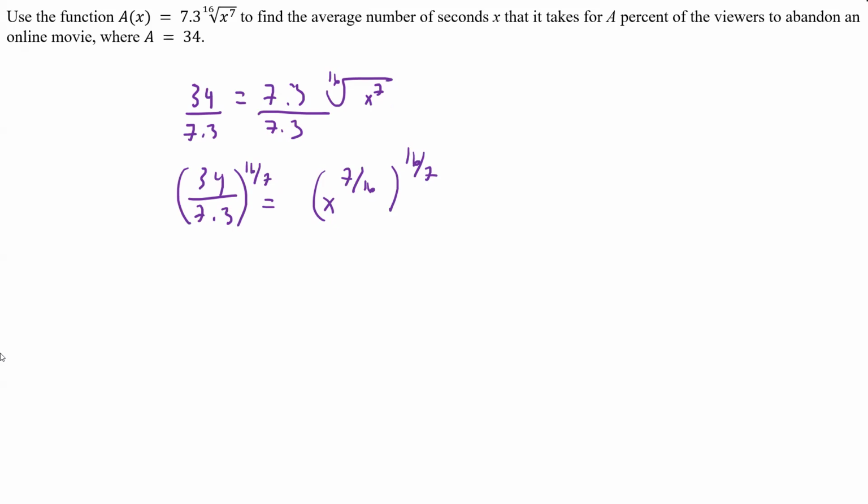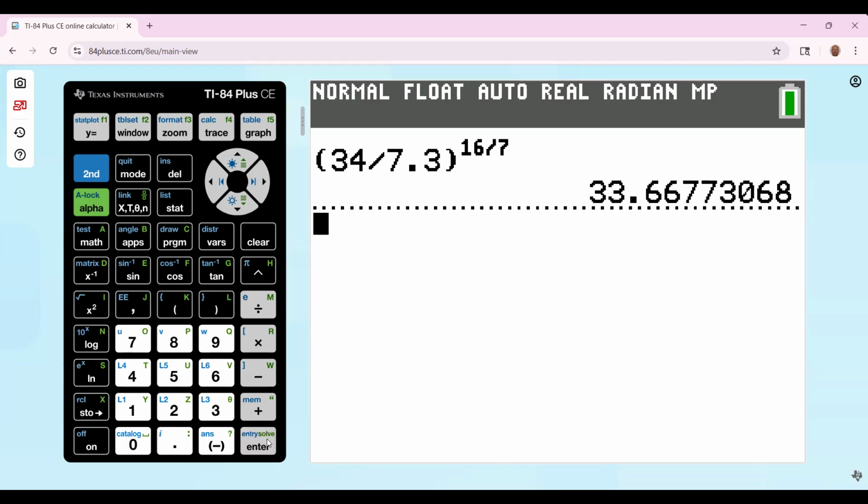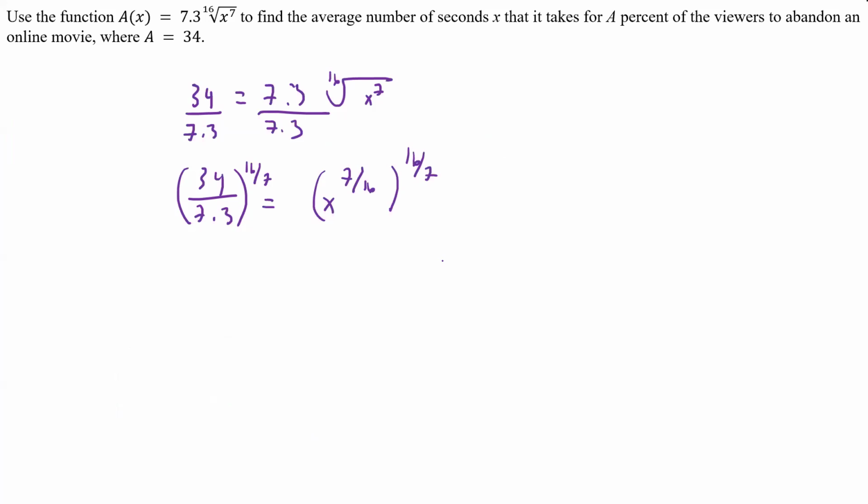So now let's go to our calculator. So now what we have to do is we're going to take 34 divided by the 7.3 raised to the 16 divided by 7, which gives us 33.6677. I'm going to assume that they want it to the nearest, in this case, probably seconds, because everything else seems to be, well, maybe we'll take it to the 1 decimal place.